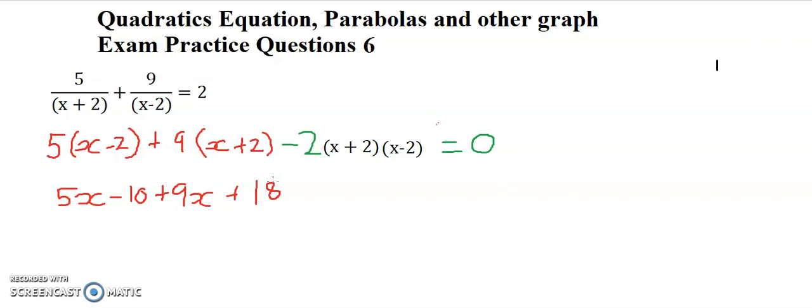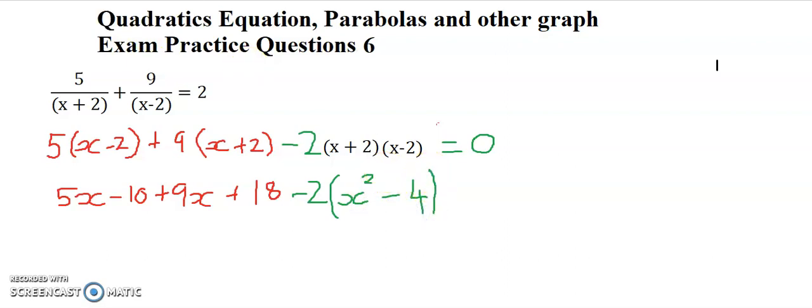I'm wanting to expand my bracket. So straight away, I'm just going to put negative 2. Now I know x plus 2, x minus 2 will give me this form of a squared minus b squared. So because of that, I know that in the brackets will be x squared minus b squared, which is 2 squared, which is 4.